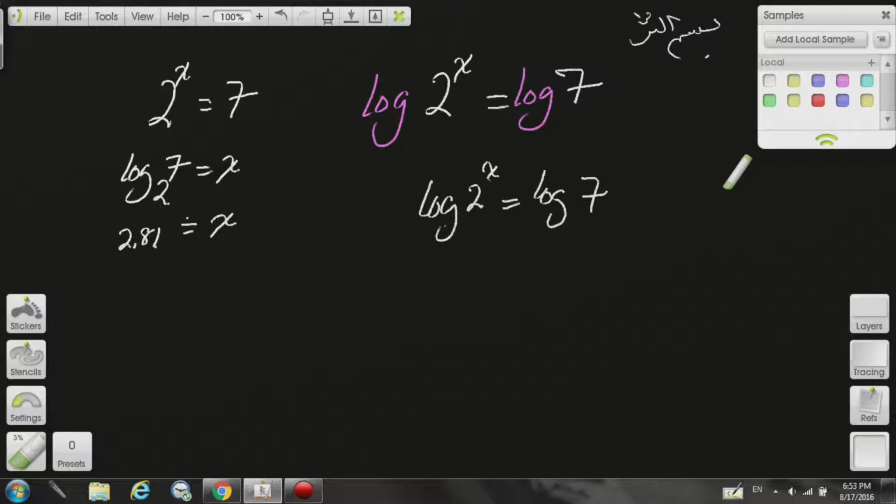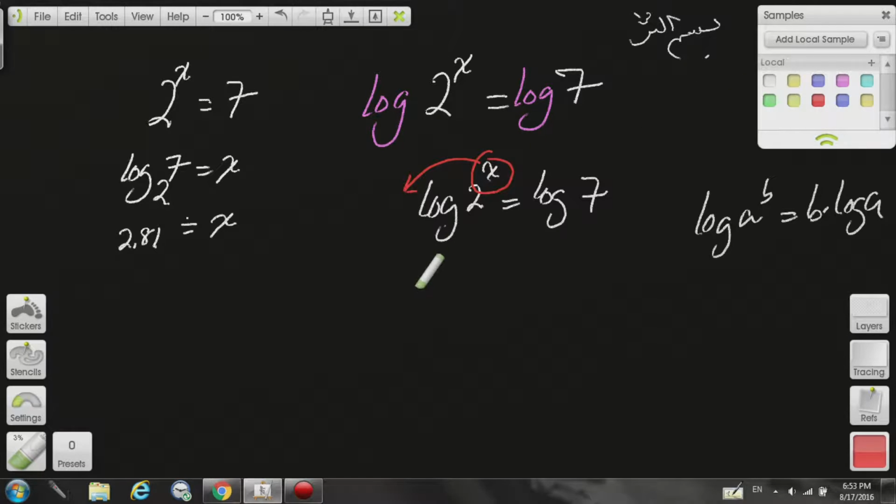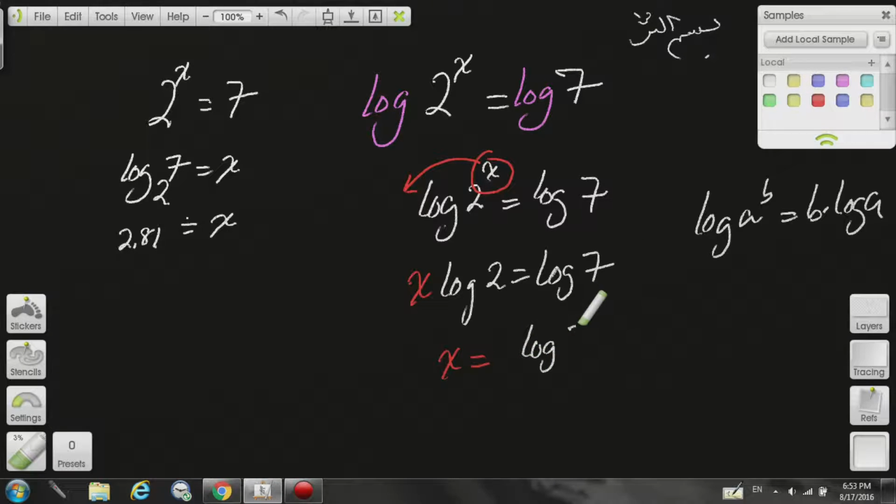So I've done that. And then you can bring this x into the front, because we know this rule: log of a to the exponent b equals b times log of a. So now you bring the x over here, and then you have x times log of 2 equals log of 7. Now to solve for x, you just have to divide both sides by log of 2. That becomes log of 7 divided by log of 2. And this will give you the same answer, 2.81, that we got over here.